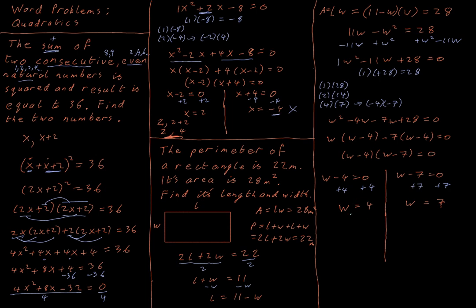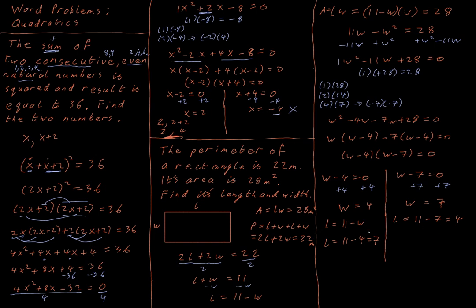Now, we've gotten our quadratic simplified down, and we know that the width could be equal to 4 or the width could be equal to 7. But why have we got two different answers? Well, let's try and find the lengths for each. So we know that the length should be equal to 11 minus the width. So the length would be equal to 11 minus 4, which is equal to 7, which is interesting. And then we have length would be equal to 11 minus 7, which is equal to 4.